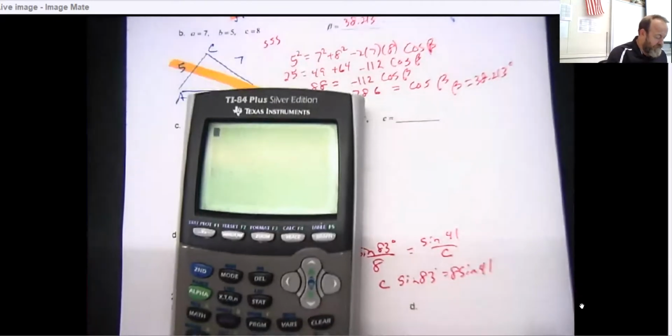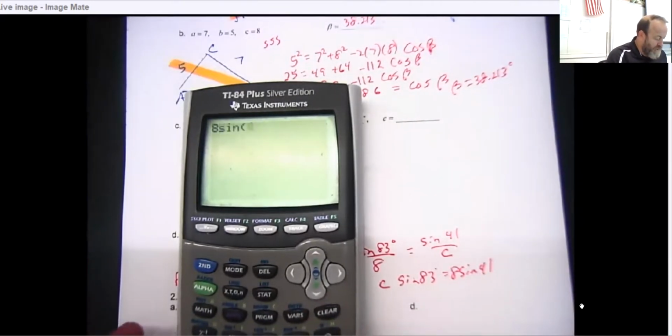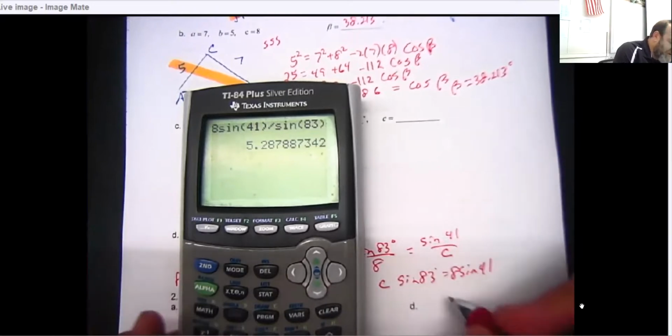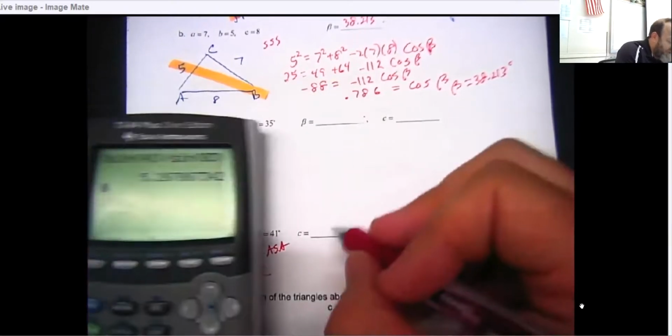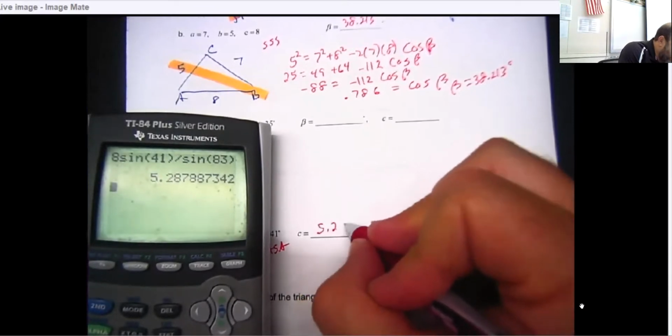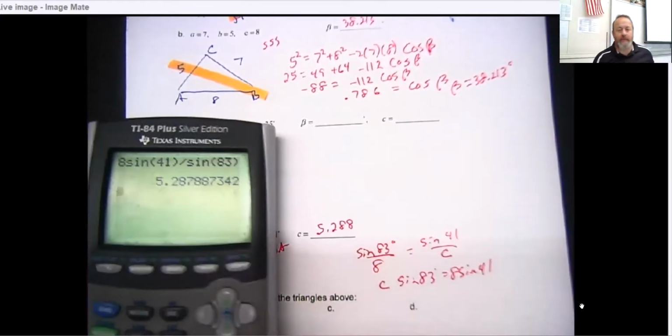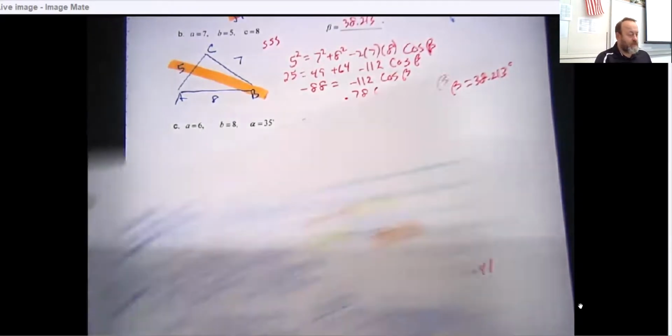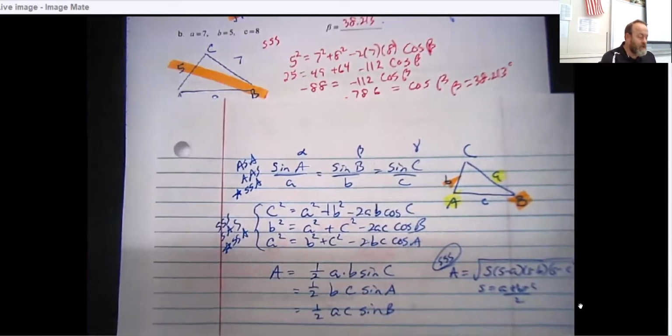So here we go. 8 sine 41 divided by the sine of 83. And that's going to give me C. And so I found that my value C right here is 5.288. And I'm done.